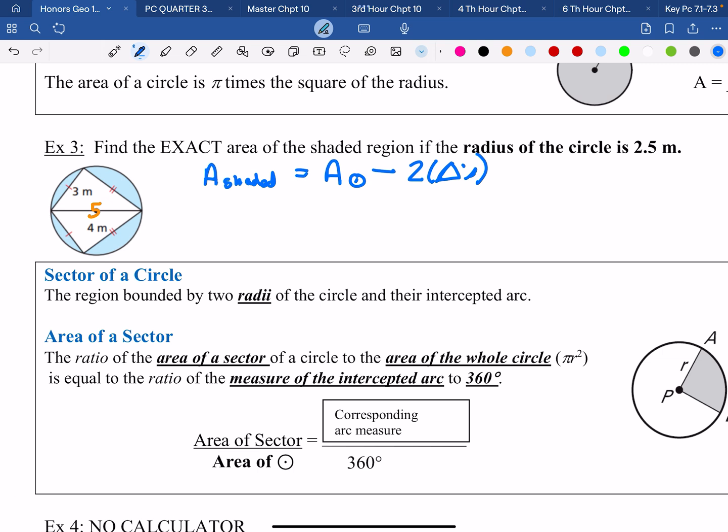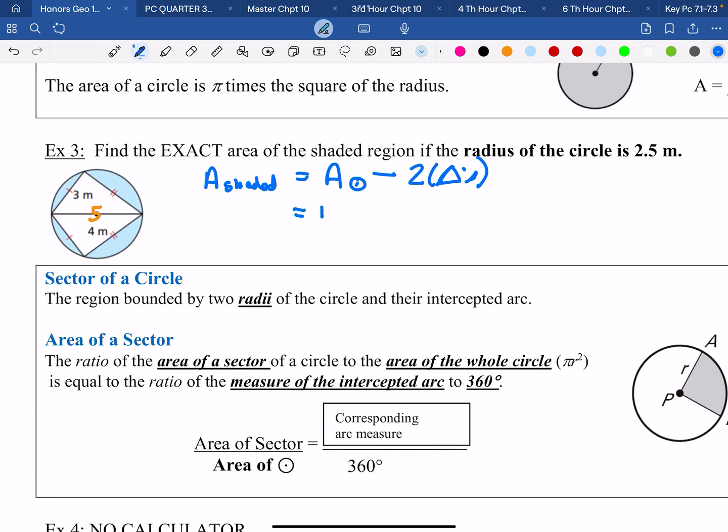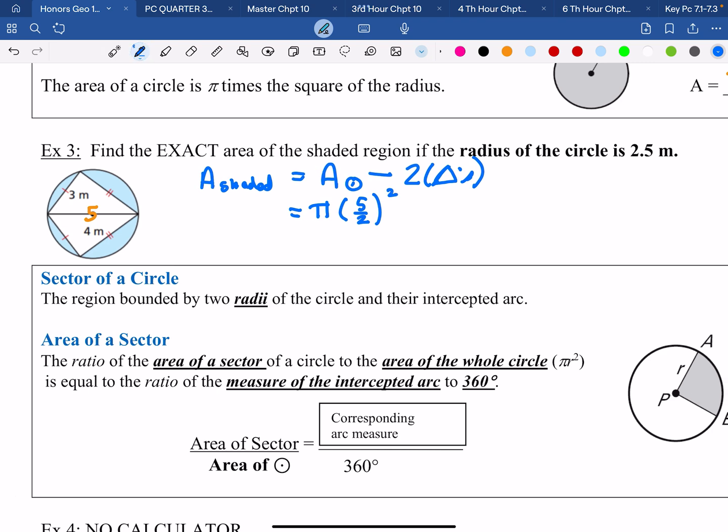So if we recall, the area of a circle is pi times the radius squared. Now I do 2.5. If we want to do this without a calculator, 2.5 is the same thing as 5 halves. It's just a little bit easier to work with. And then we're going to do 2 times, remember the area of a triangle is 1/2 the base times the height. And I would recommend, rather than finding the height and using 5 as a base, we have this structure right here.